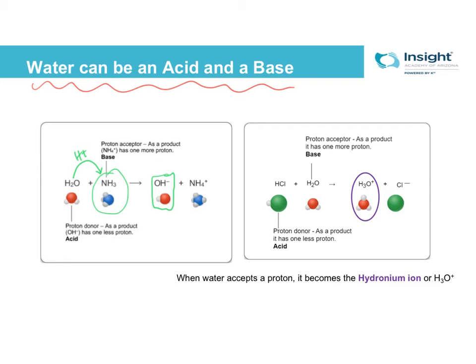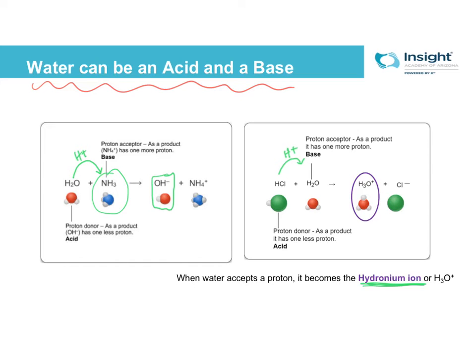Likewise, you can also have water act as the base. So if you have a typical Arrhenius acid, it will react with water. Again, you're going to have an H plus going from your acid to your base, and that's going to create a new compound that you want to be familiar with, the hydronium ion.